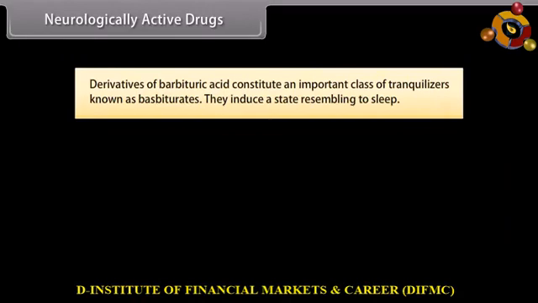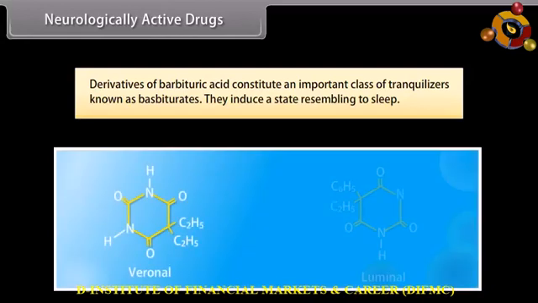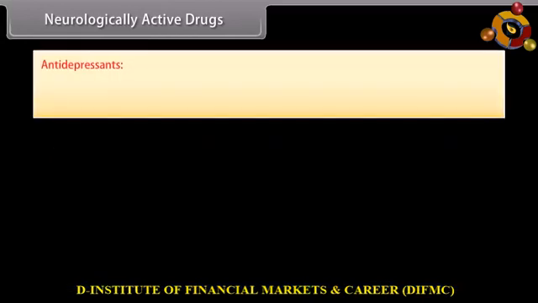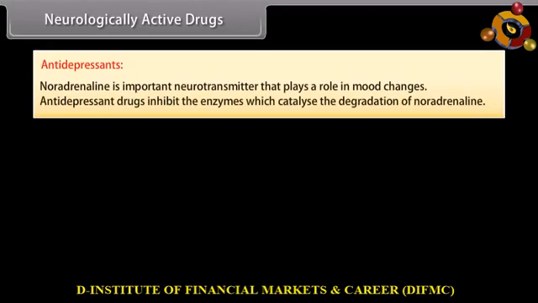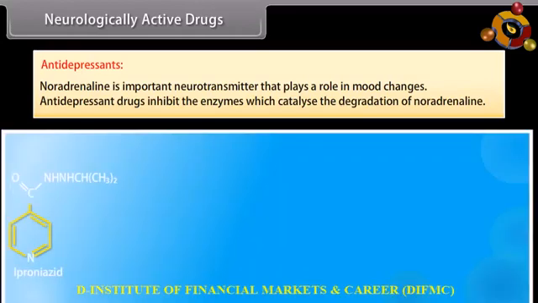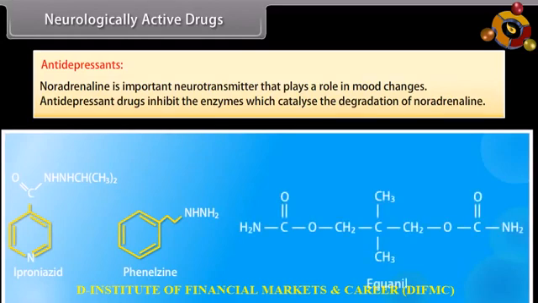Derivatives of barbituric acid constitute an important class of tranquilizers known as barbiturates. They induce a state resembling sleep. For example, Veronal and Luminal. Antidepressants. Noradrenaline is an important neurotransmitter that plays a role in mood changes. Antidepressant drugs inhibit the enzymes which catalyze the degradation of noradrenaline. For example, iproniazid and phenelzine. Equanil controls depression as well as hypertension.